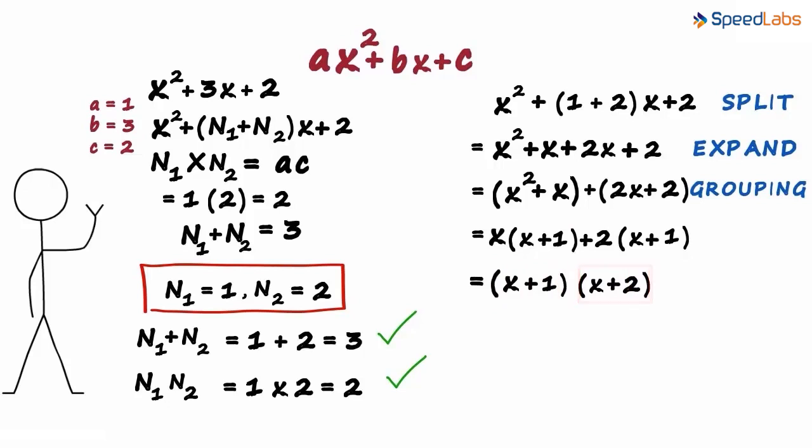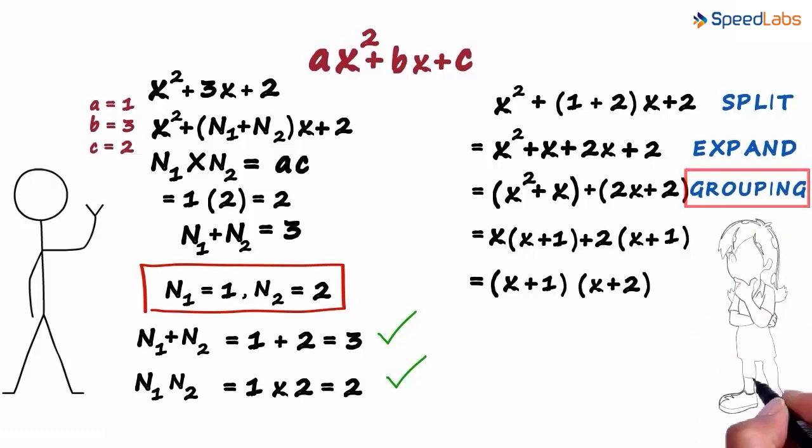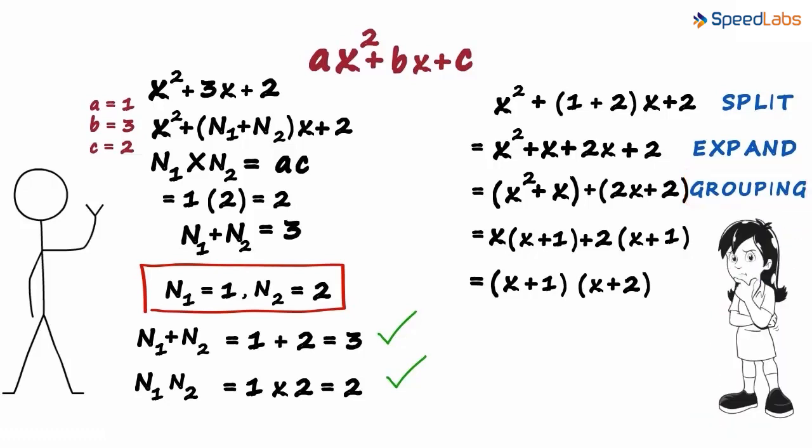The most important part of this technique is writing the coefficient of the middle term as the sum of these two numbers. These steps should come across relatively easy as you have already solved problems based on grouping. If not, it may be a good idea to watch some of those problems being solved again. It will definitely help.